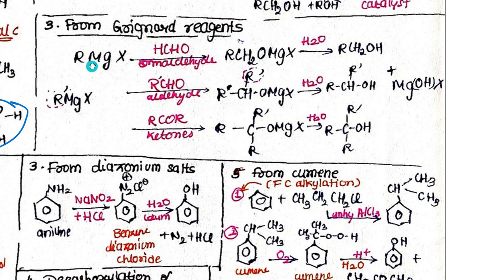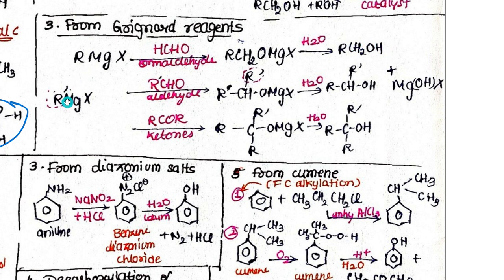Now this RMgX is known as Grignard reagent. This reagent on reaction with HCHO, which is formaldehyde, gives three super important equations. First one: when the Grignard reagent reacts with formaldehyde, only in the case of formaldehyde, we get RCH2OMgX, and this on reaction with water will give us a primary alcohol, that is RCH2OH.